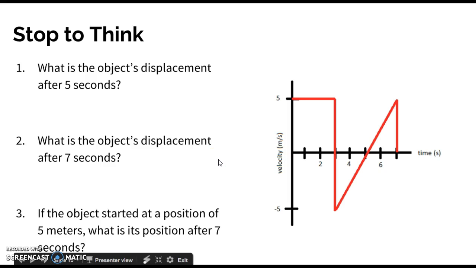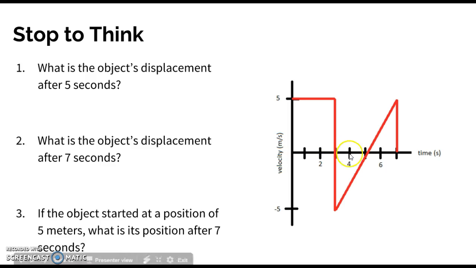So, another pause and think type problem. The first question here asks, what is the object's displacement after 5 seconds? So 5 seconds in this case would be from this point on the graph, our 0 seconds, up to this point here, and that being 5 seconds. We want to see what the object's displacement is. So we're going to do that by adding up the areas. Here is actually the same situation we had on the previous slide. The area under this curve is going to be 5 meters per second multiplied by 3 seconds, which gives us a value of 15 meters.